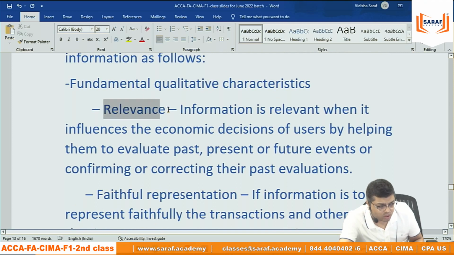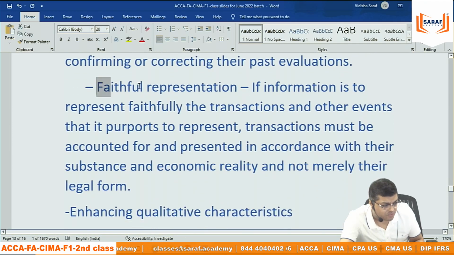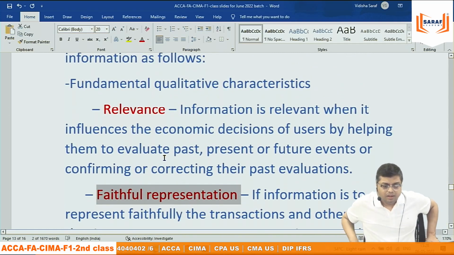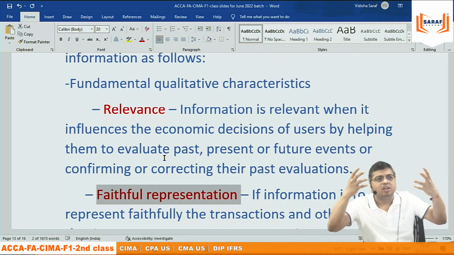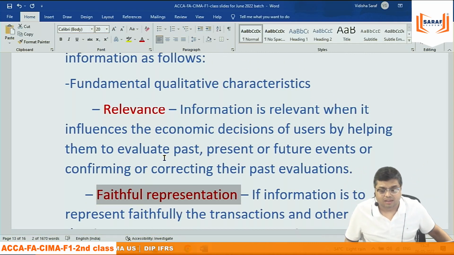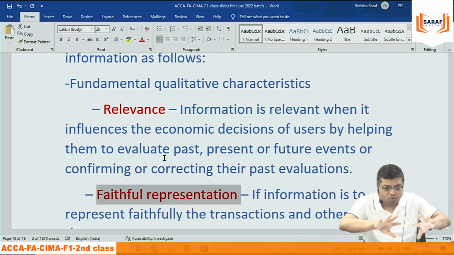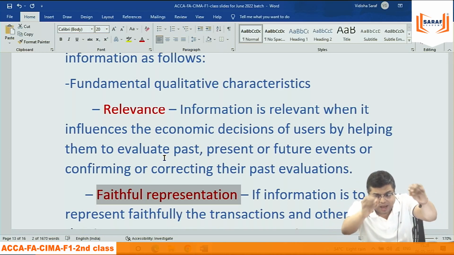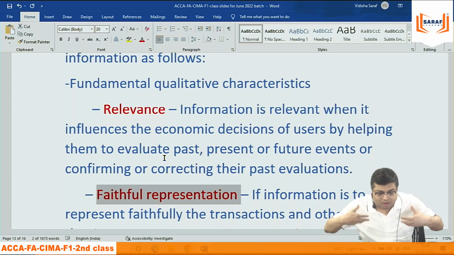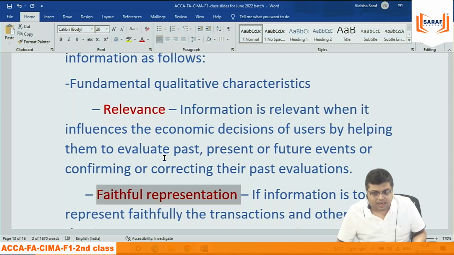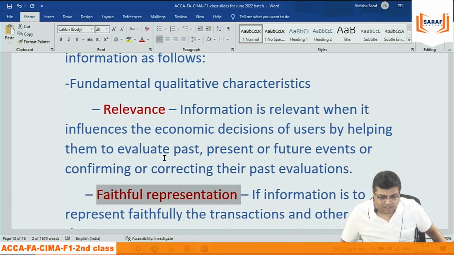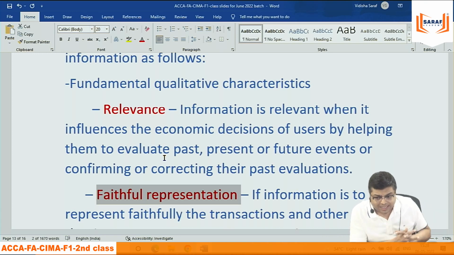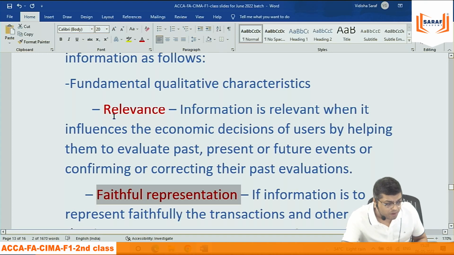Fundamental characteristics are two: relevance and faithful representation. Forget what is written. Think logically, what can be the English meaning of relevant? Whatever I am teaching should be relevant for our syllabus, relevant for you to pass the exam. If whatever is taught in the class has no relevance with the syllabus, then the characteristics of the classes is lost. Similarly, whatever assets, liability, income, expenditure, equity are presented in the financial statements, they should be presented with relevance.